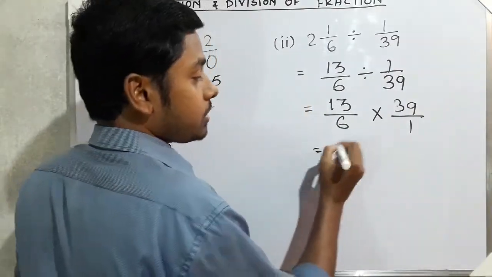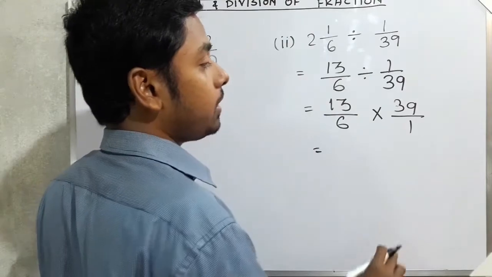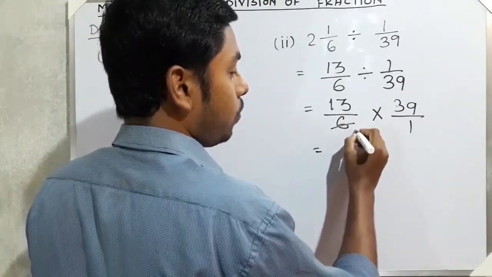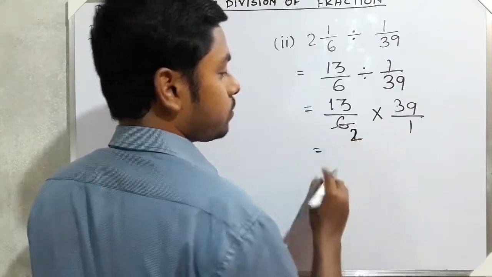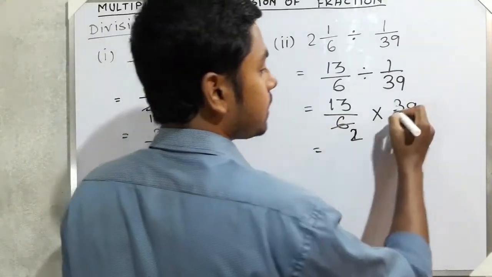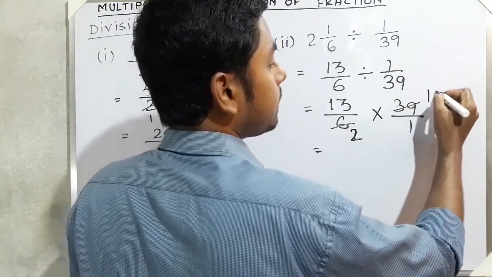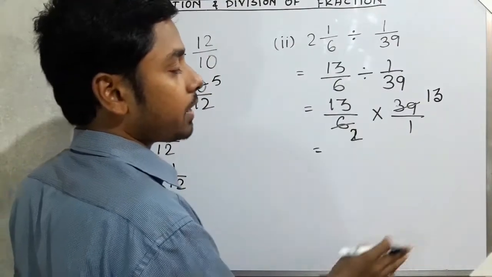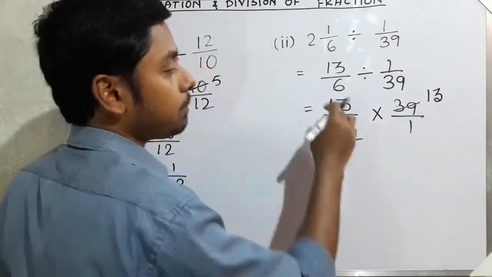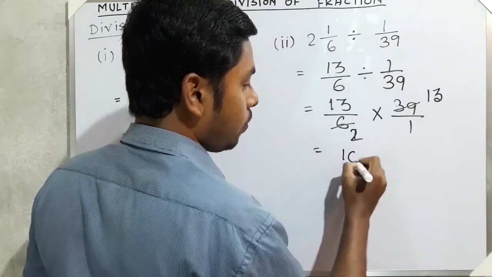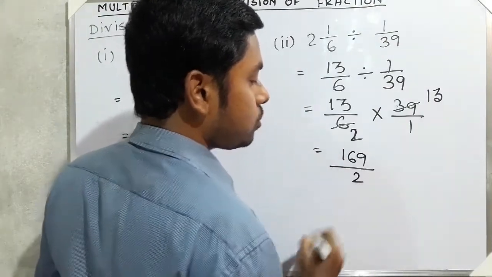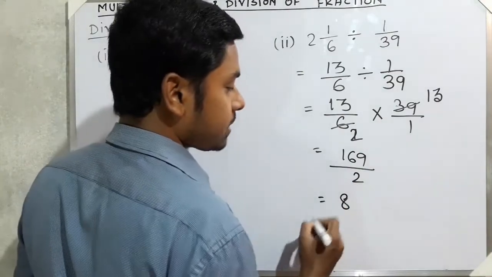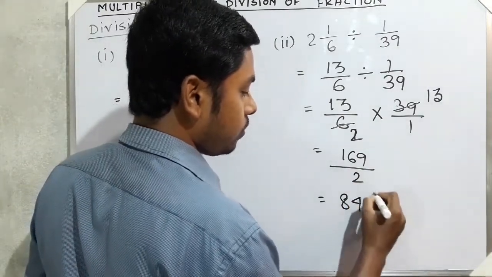So 6 and 13 cannot be cut. 6 and 39, yes, can be cut. We are cutting by 3. 3 2s are 6, 3 1s are 3, and 3 13s are 39. Now 2 and 13 cannot be cut. So what do I have to do? Up up multiply, down down multiply. So 13 into 13 is 169 by 2. Now this is an improper fraction, so convert into a mixed fraction. 2 8s are 16 and 2 4s are 8, so 84 and 1 by 2.